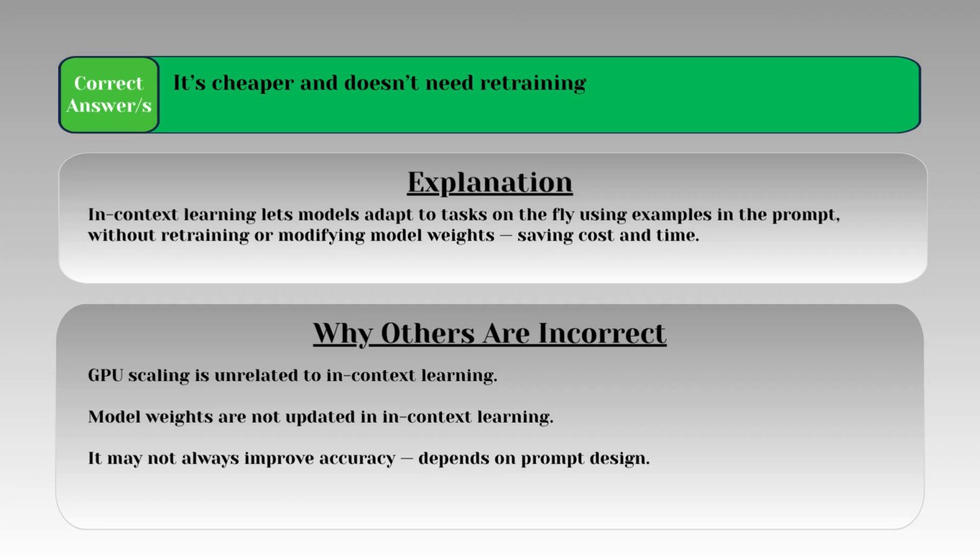Why others are incorrect: GPU scaling is unrelated to in-context learning. Model weights are not updated in in-context learning. It may not always improve accuracy, depends on prompt design.